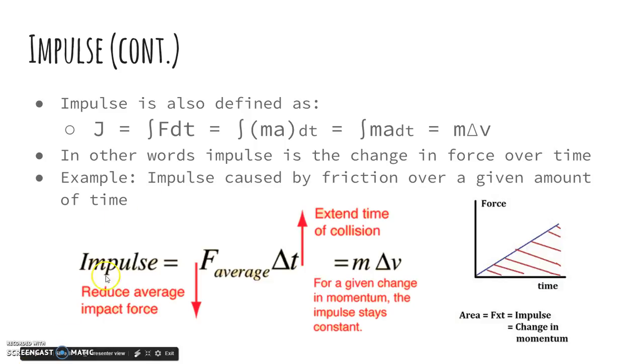It's really important. So it's also important to notice impulse is the average force over a changing amount of time. So if you extend the time of collision or reduce the average impact on the force, it will affect the impulse in the end. So for a given change in momentum, the impulse stays constant because the time and the force change with regard to one another.